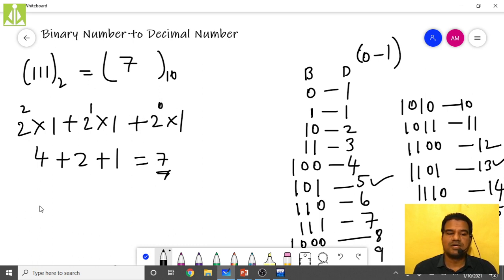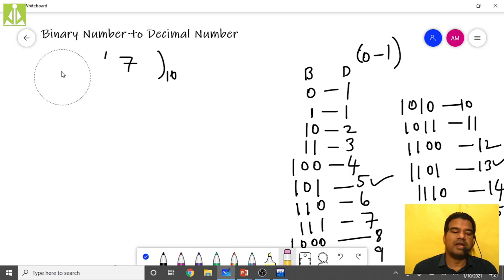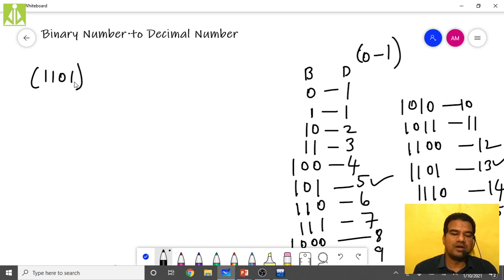Next, take some bigger number, like we do it again for 13. See, the reason I'm explaining many times is that you need to understand this thoroughly. So we are doing it for 13 now. What is the binary equivalent for 13? 1101 to the base 2. What will it be in decimal, that is, to the base 10?